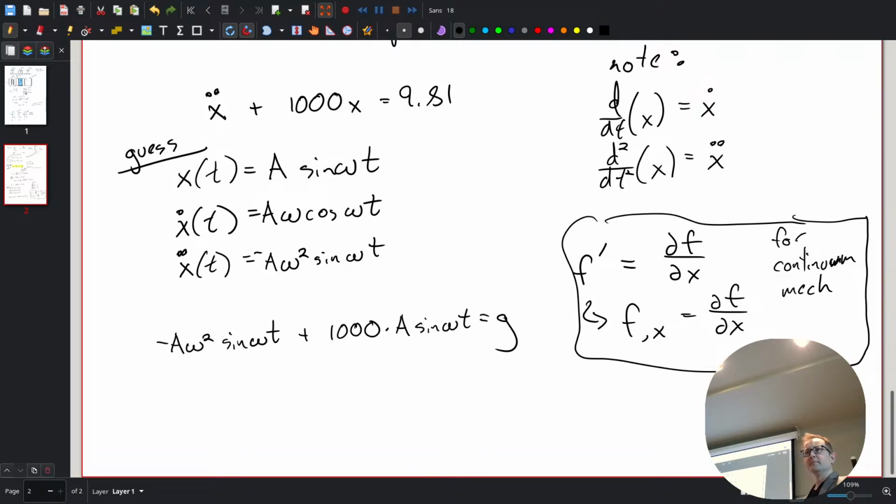Did we solve the problem? Not quite, right? We're really close. And why do I say that? If omega squared is 1,000, then those two terms add up to 0, because it's a negative A sine and then a positive A sine with omega squared kind of pulled out.